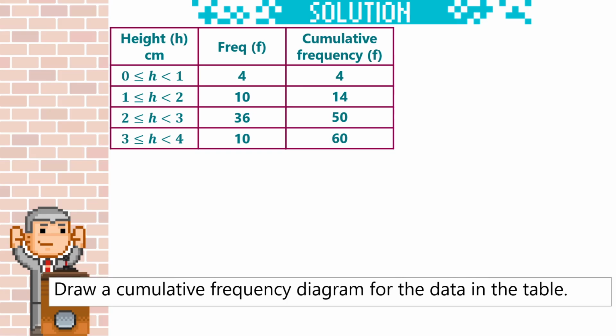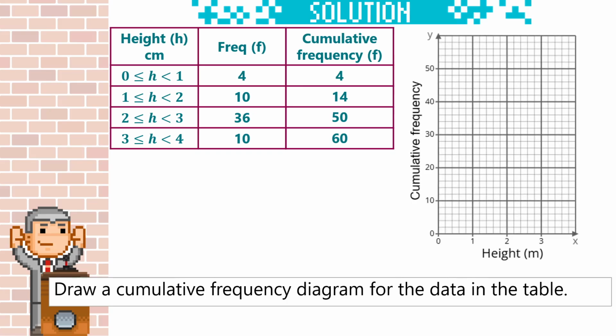Next, we want to draw the cumulative frequency graph. It will go up to 60 because 60 is our highest cumulative frequency. And the first thing that we plot is the smallest value in the smallest group. Our first group is 0 to 1, so the smallest value is 0. So the first thing we're plotting is 0, 0.